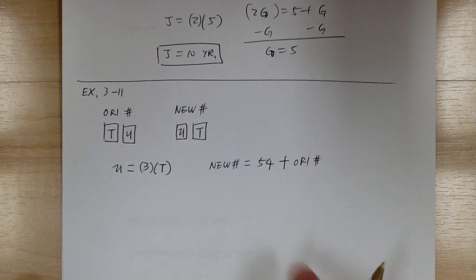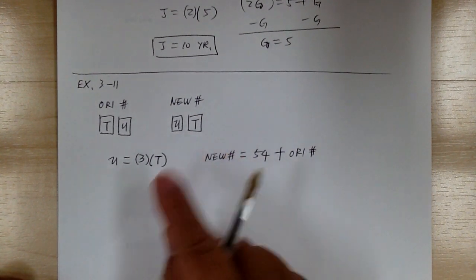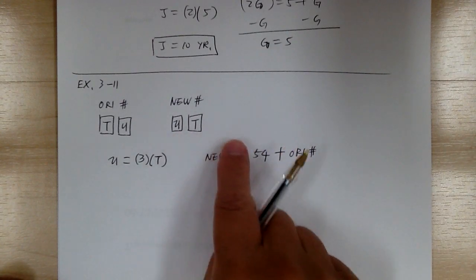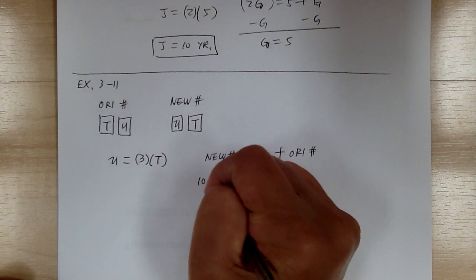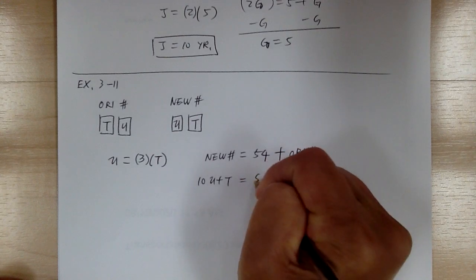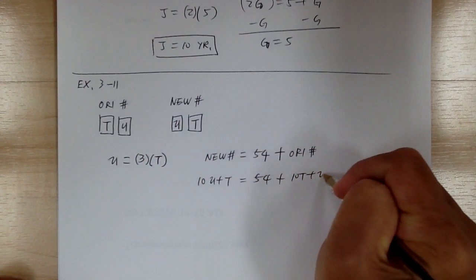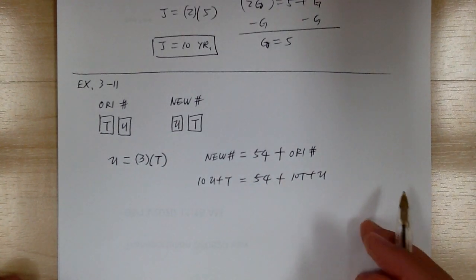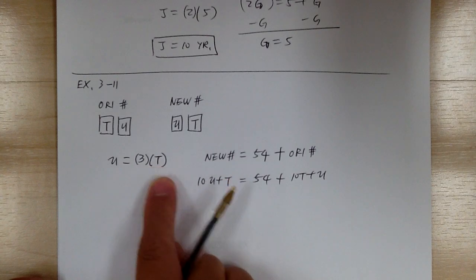Now, when you're doing the translation, just do the translation only. After that you can worry about substituting the variables and stuff like that. So the new number: now the digits have place values. This is in the tens place, so it would be 10U plus T. Now the original number would be 10T plus U, because the T is in the tens position, so we have to multiply by 10. Okay, now you can go and substitute. U equals 3T.